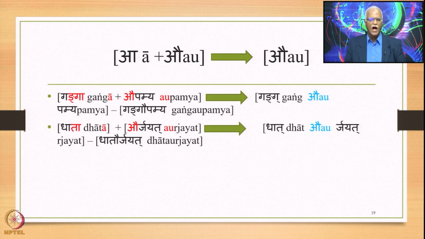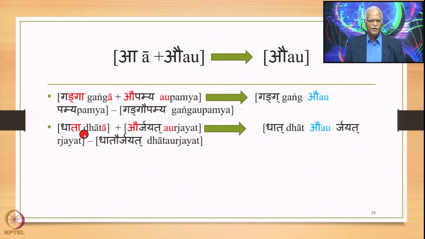Finally, we have a followed by au as the input and the output generated after the application of 6188 is au. So, we have Ganga plus aupamya. This is a compound form where you have a coming at the end of the first pada, au appearing at the beginning of the second pada. So, they are in the Samhita mode. So, 6188 applies and the output generated is Gang aupamya. Gangaupamya.